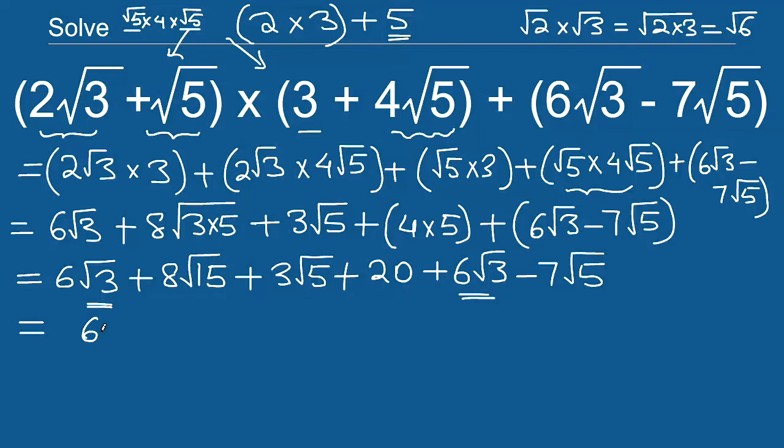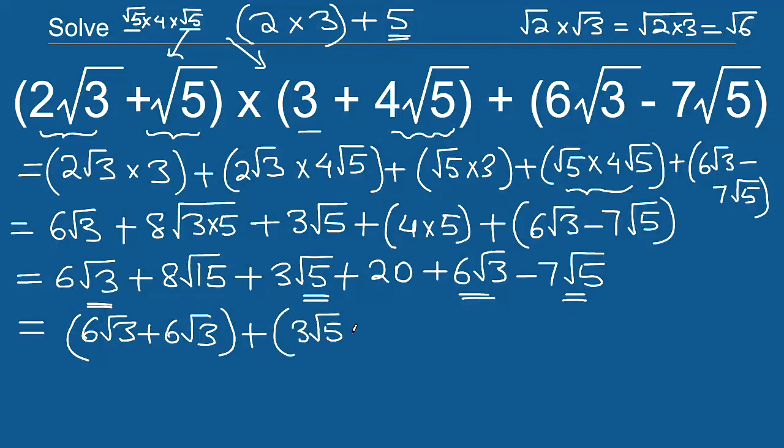So we will write this as 6 square root 3 plus 6 square root 3. We'll write this and this term together. Plus, next, let's write square root 5. Okay, we also see we have a square root 5 here and we have a square root 5 here. So let's group them together. So we have 3 square root 5 minus 7 square root 5, which are these two. And then we have a square root 15 term. Let's write it over here. This is the only square root 15 term. So we write it as 8 square root 15. And then we are left with the term 20 plus 20.